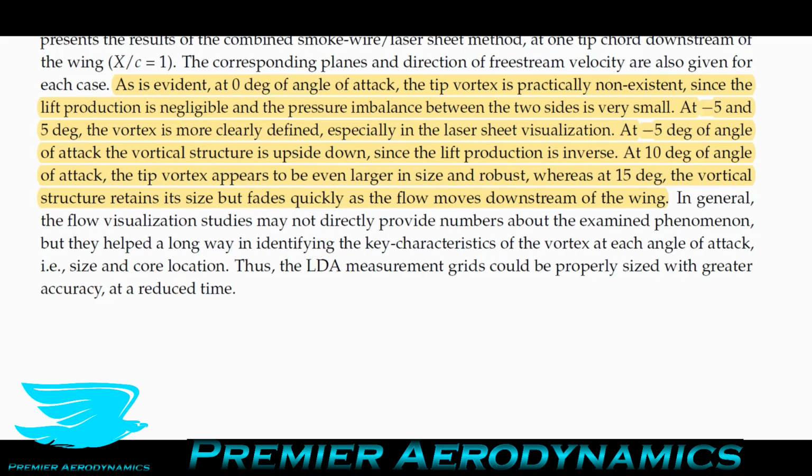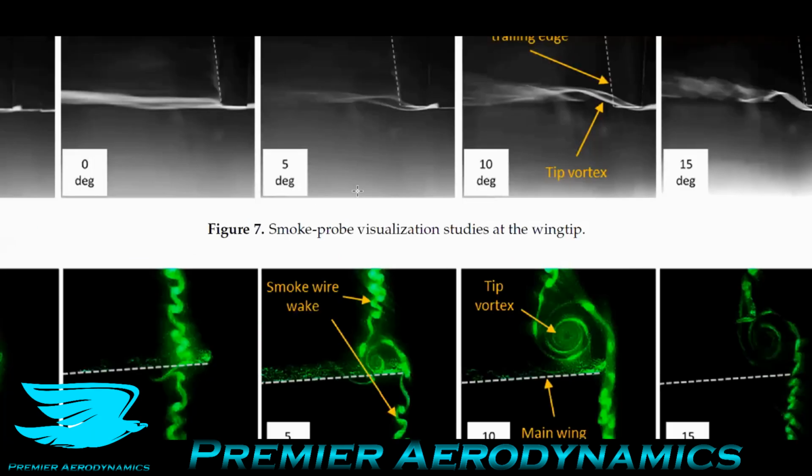I looked it up on Airfoil Tools, which is a really nice website. It shows you all the different lift and drag curves for a whole bunch of airfoil profiles, including this one. So I don't know why they had no lift being produced here, but they said they didn't. And that resulted in no tip vortex, which is true. That shouldn't happen. Then at -5 and 5 degrees, the vortex is more clearly defined. So let's look at the flow vis now. Let's zoom out a little bit.